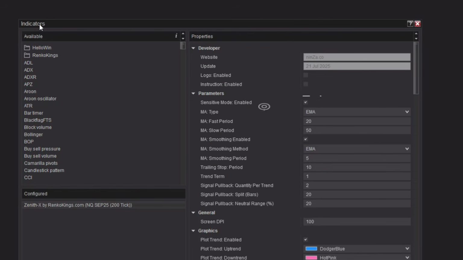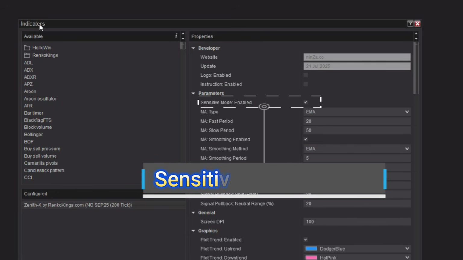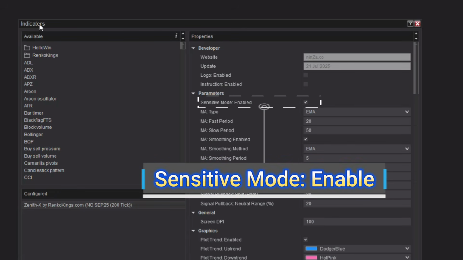Next, let's move on to the signal mechanism. The system offers two main signal modes. The first is sensitive mode. This mode allows you to detect trade signals earlier in the trend. It's ideal for traders who prefer a more proactive approach and want to catch market movements from the very beginning of a directional move.